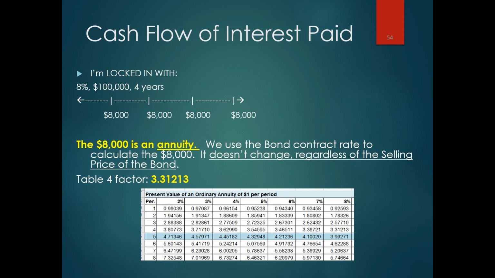Then we're going to do the same thing with a different timeline for the interest payments. Every year we pay 8% of 100,000. For this calculation, the only time we use the contract rate is when we calculate the actual interest payments. When we go to the present value tables, we use the market rate, but in this example the market rate and the contract rate are the same. So again, we go out to 8%, 4 years, and we get that factor, 3.31213, and we multiply it by 8,000.